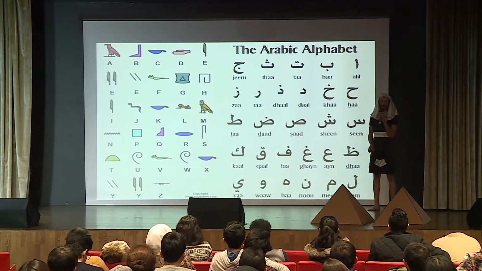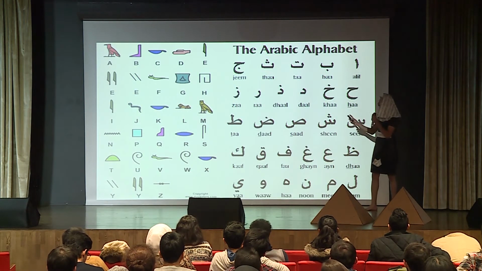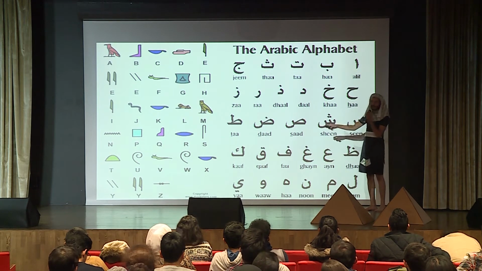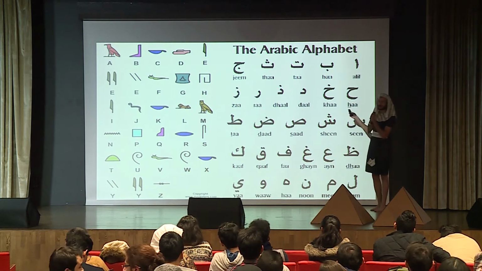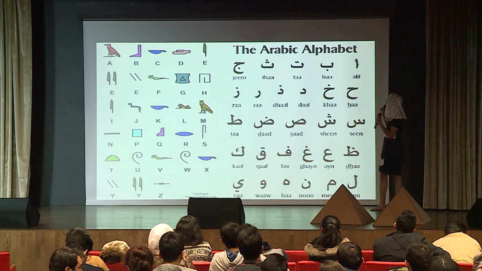Actually, the ancient Egyptians used a language called hieroglyph. Nowadays, we use the letters called the Arabic letters or the Arabic alphabet.